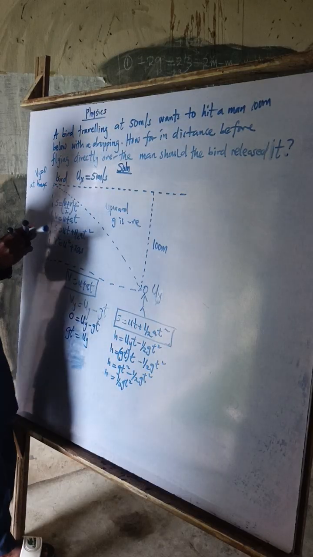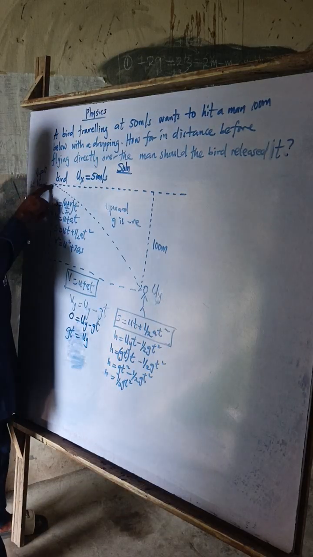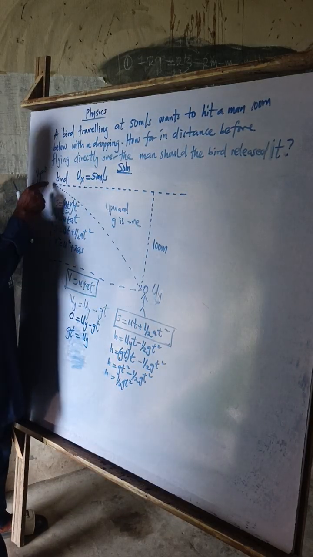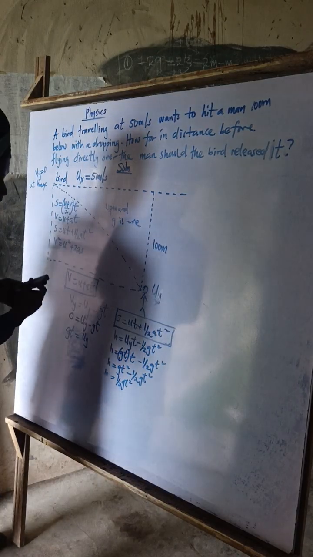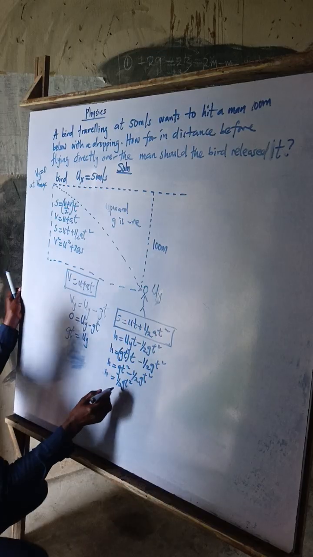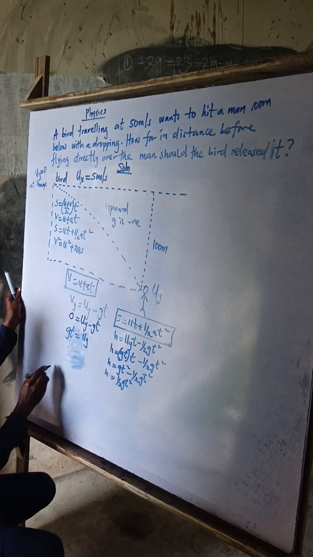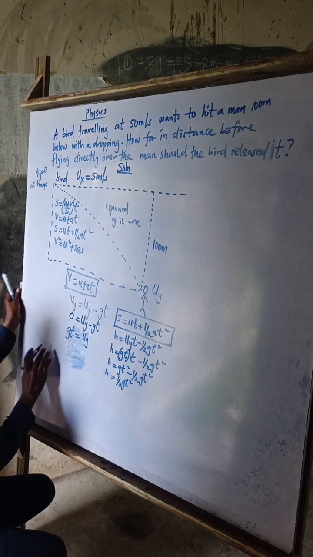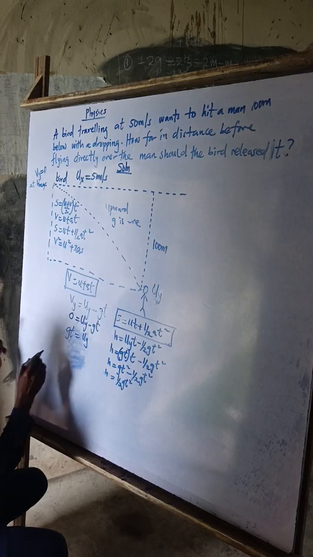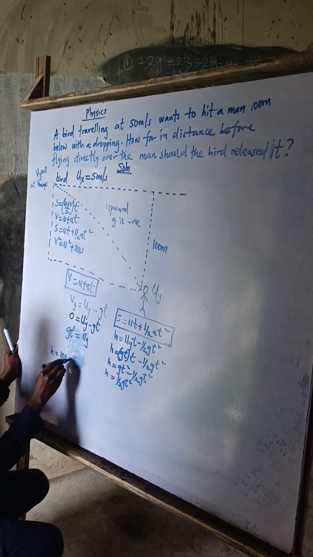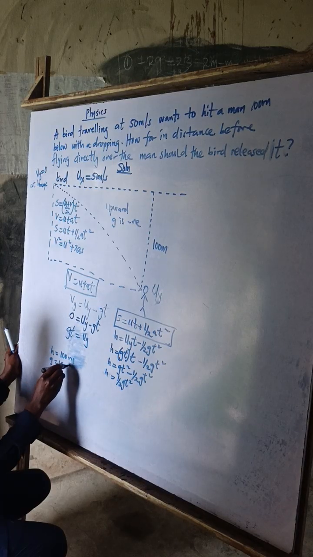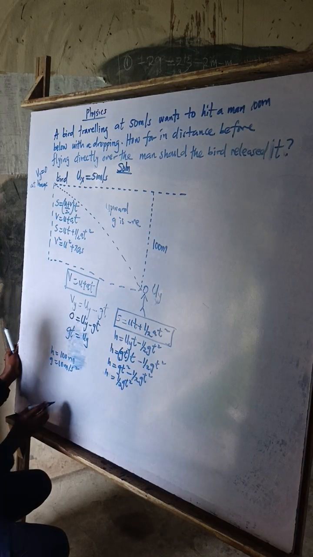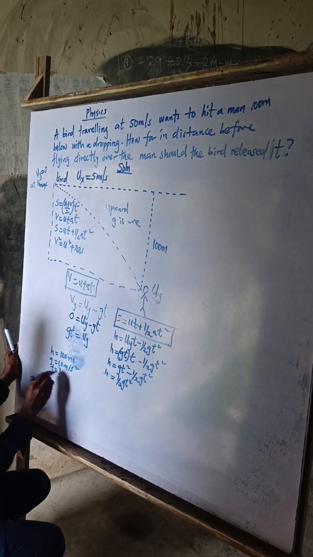Because the time for the object to move from here to here and from here to here will be the same. So with this given height, we want to determine the time taken. We have h given to be 100 meters, and g equal to 10 meters per second squared. Then time is the unknown.